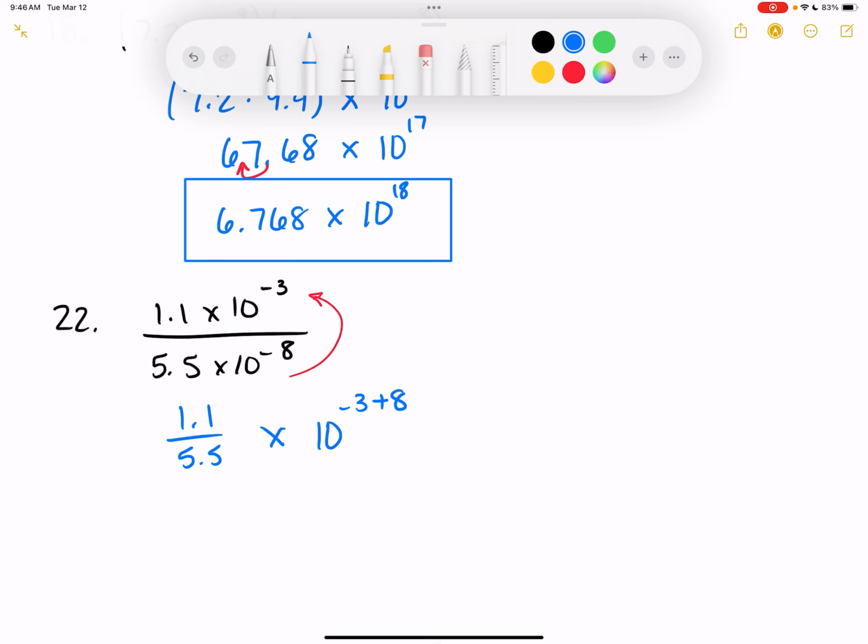So 0.2 times 10 to the 5th. Now, is this in correct scientific notation? What do I need to do to make it so? I need to move the decimal over this way this time. So what does that do to the exponent on the 10? Subtract 1, so this is going to be 2 times 10 to the 4th.